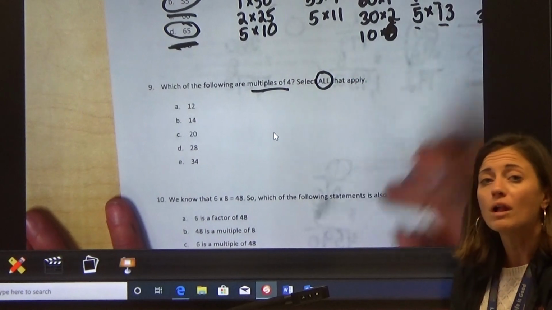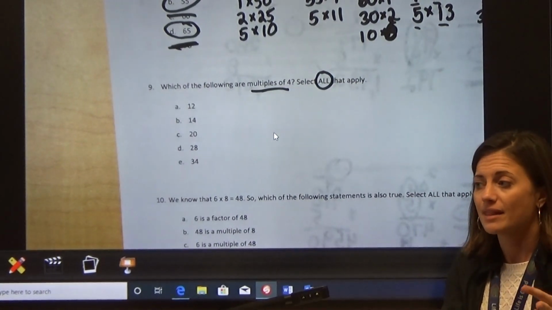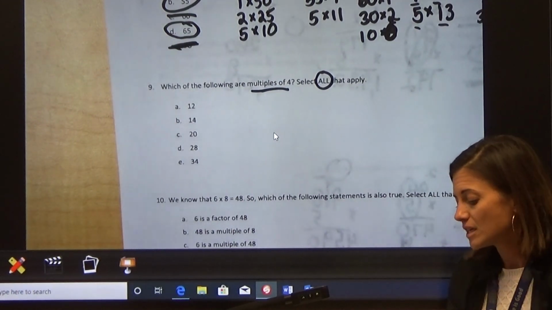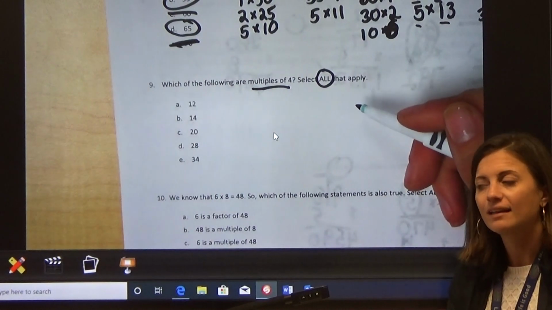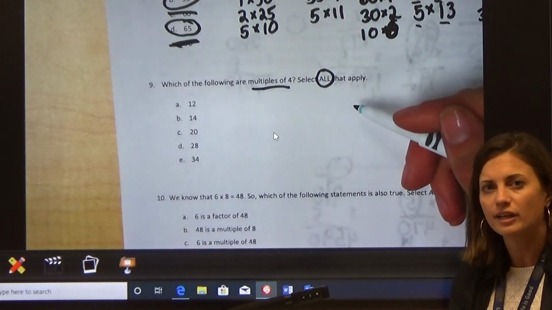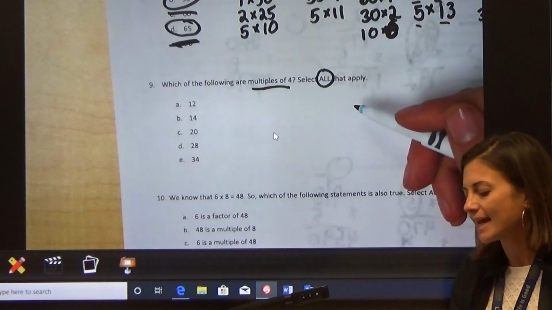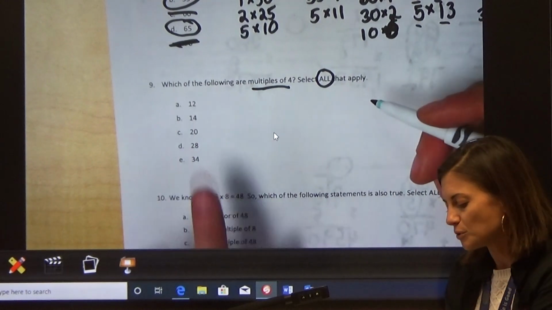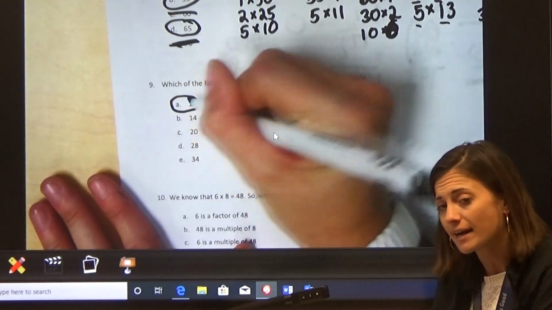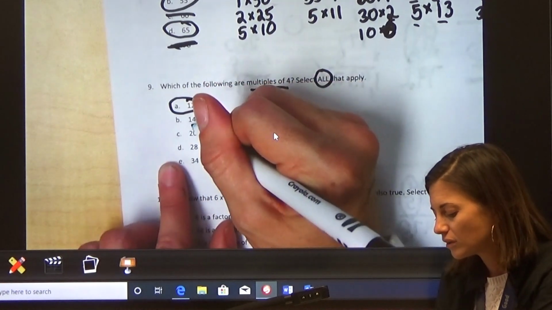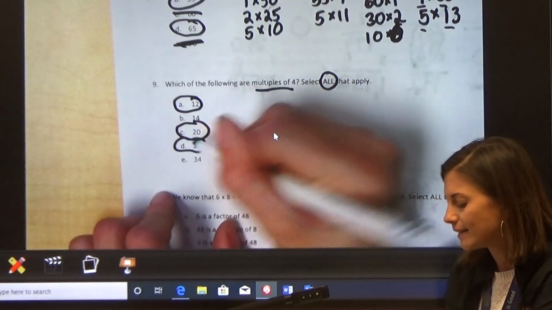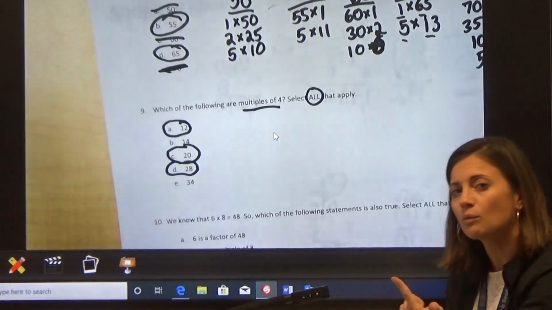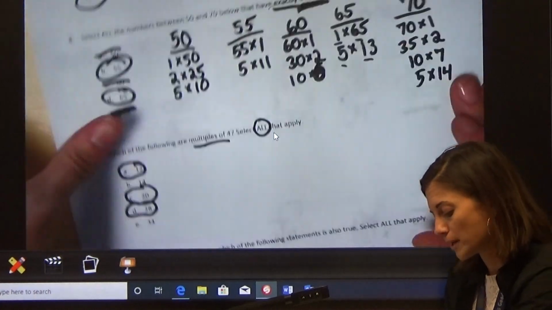All right, which of the following numbers are multiples of 4? Select all. Well, our multiples are the skip counting. That's when we skip count or calculate each of the products we can get. So it's going to be 4, 8, 12, 16, 20, 24, 28, and we're going to keep going. If I list out in my head all of my multiples of 4, I'm going to notice my multiples are 12, 20, and 28. Those are my 3 correct answers. I only want the ones that I get when I skip count by 4.